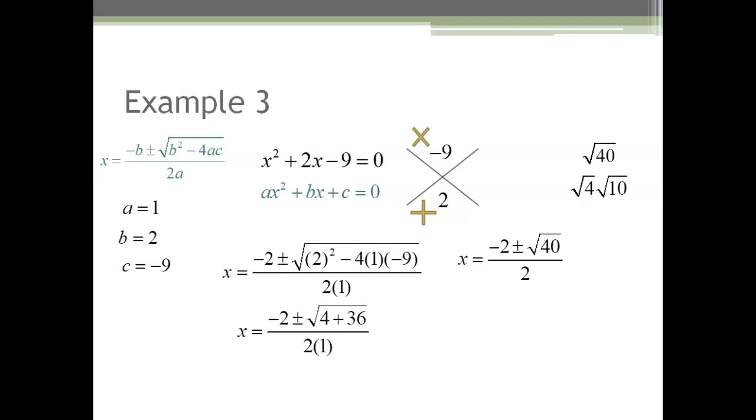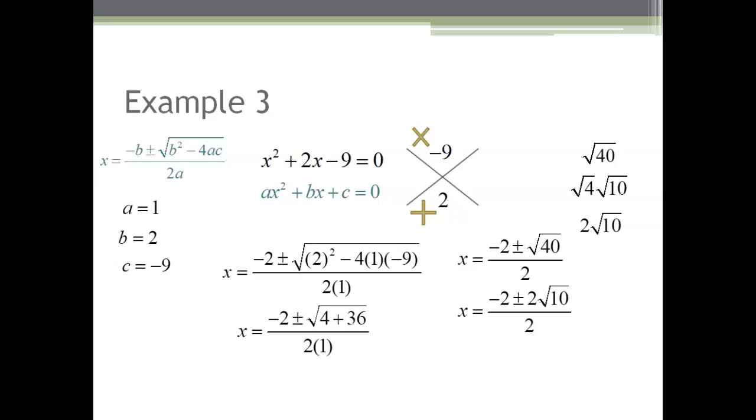And we can simplify the square root of 4, which is 2. So that leaves us with 2 root 10. So instead of writing the square root of 40, we can write this in simplified form as 2 root 10. So we have negative 2 plus or minus 2 root 10 all over 2.